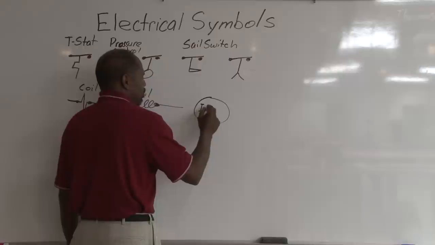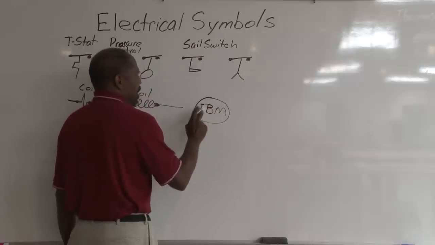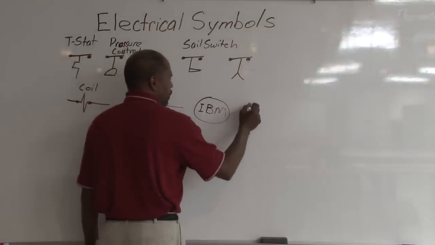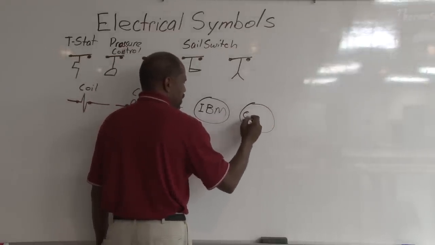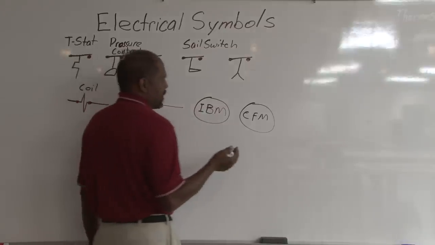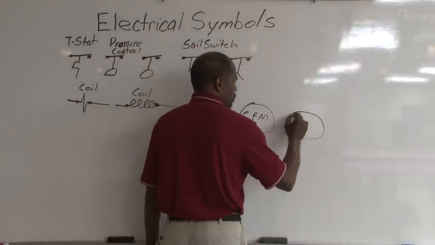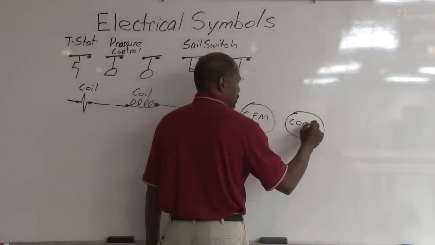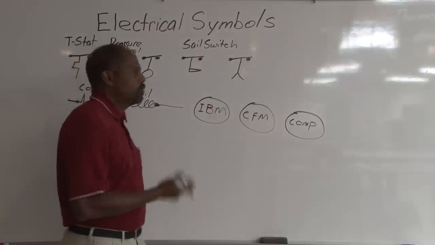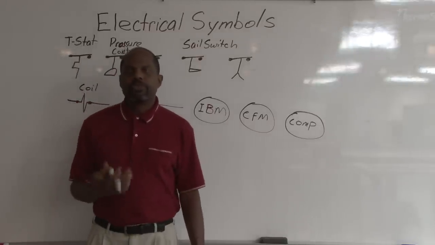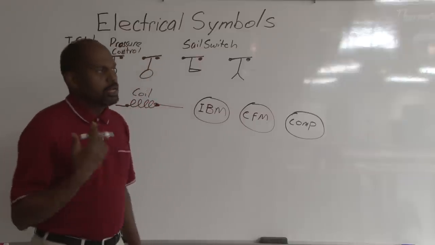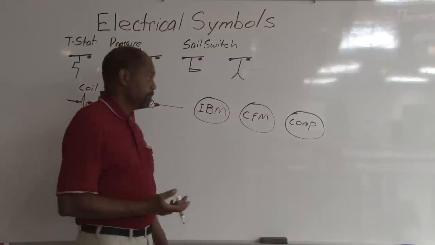Indoor blower motor, IBM. If it's a condenser fan motor, it'd be a circle with condenser fan motor. If it was a compressor, COMP for compressor. So no matter what, it's just a circle with the information written in or abbreviated to give the technician the understanding of what the part's used for.